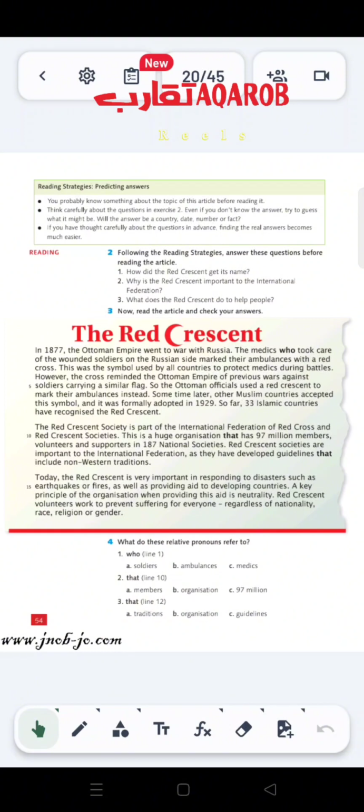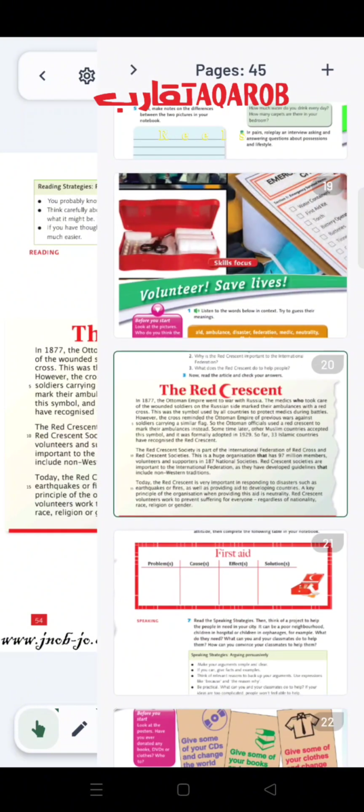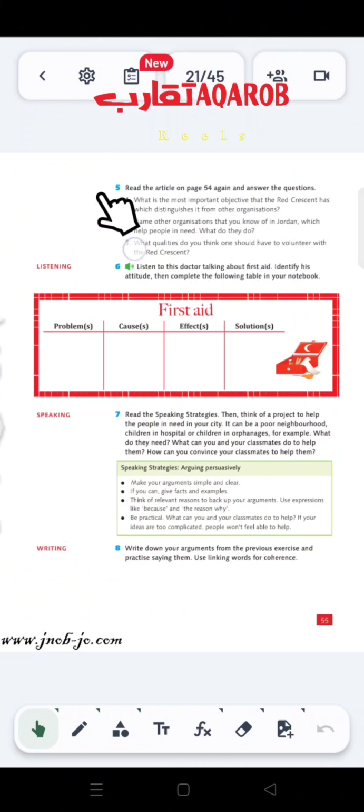So the whole text is talking about the Red Crescent, which is for Islamic countries, and as we said, the Red Cross is for Christian countries or for the rest of the countries in general. Next time, we're going to give a quick summary of this article, and we're also going to answer these questions on page 55.